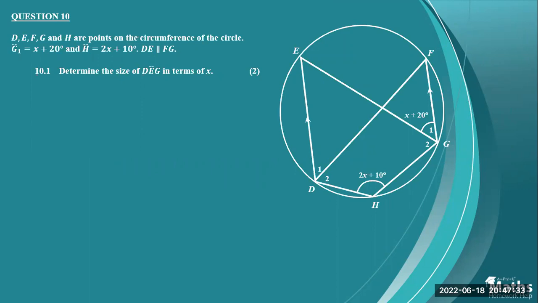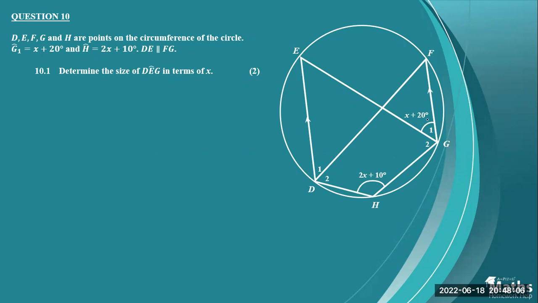Let's look at the next question. In this example, what does it say? It says that D, E, F, G, and H are points on the circumference. So whenever it's points on the circumference, I know it's going to be a quadrilateral. So then we can apply all the theorems of a circle. So there's D, E, F, G, and H. Doesn't matter that there's no line there.